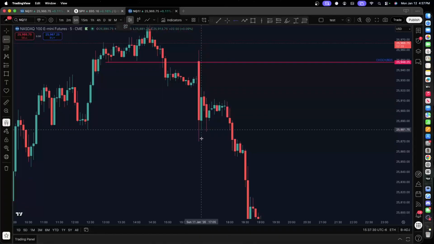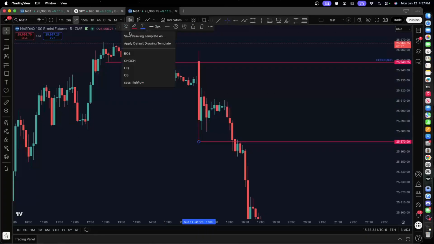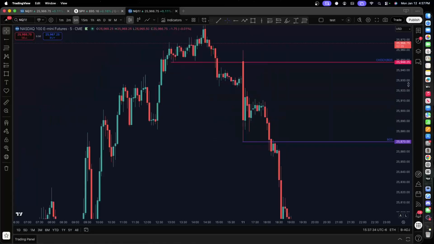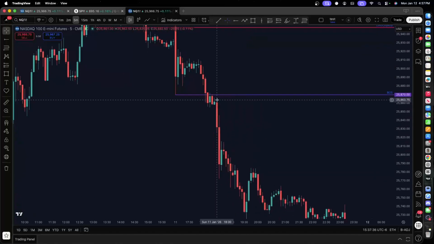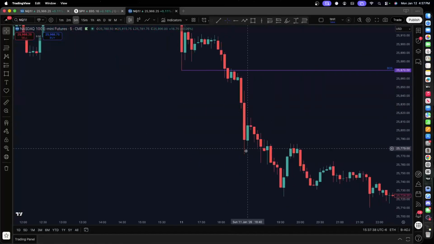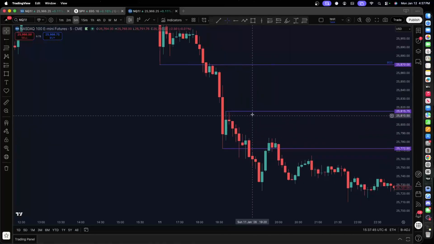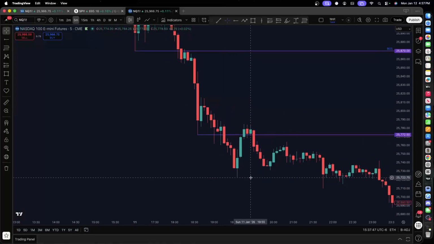What is that? That's a break of structure. Not a change of character because we're continuing, not changing. Break of structure. Bam. This is rough, but this is technically like a 1 minute structure, just in between here. Okay, which one do we break to the downside? Cool. Bam, we broke down.